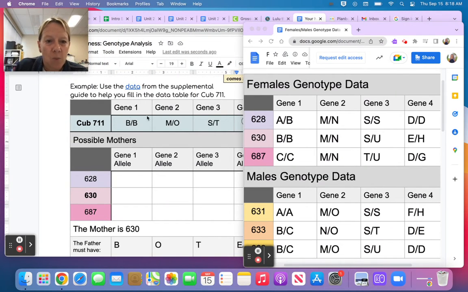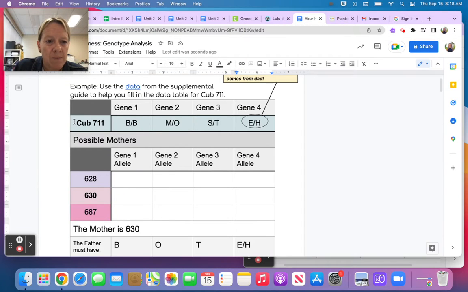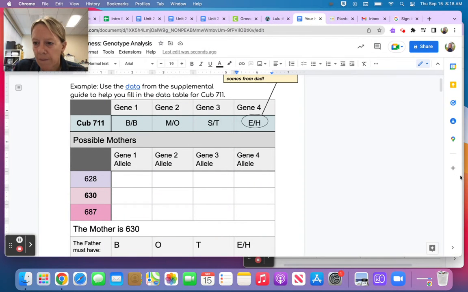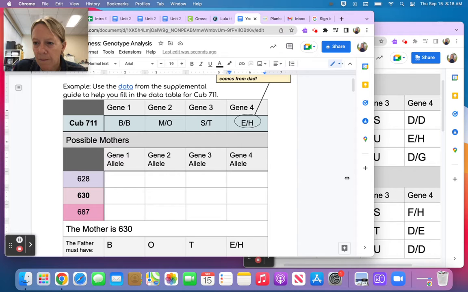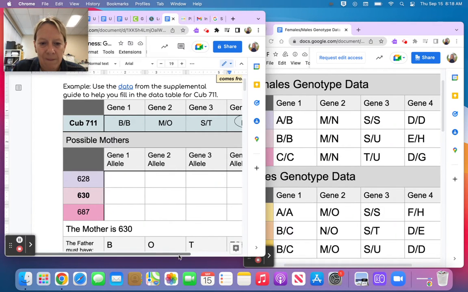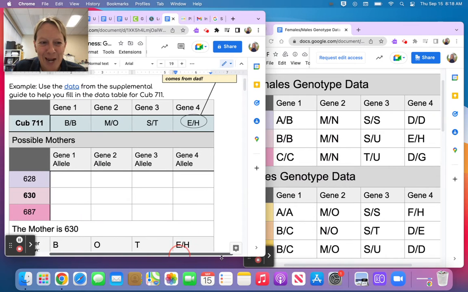All right. So for gene 1, we're looking at cubs. Fudge. Hold on. Disappearing window. Hold on. Now we're ready.